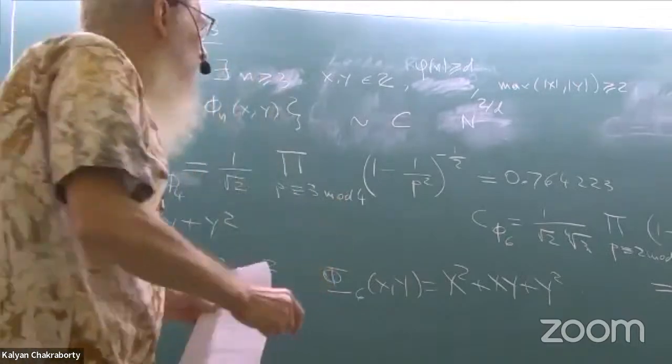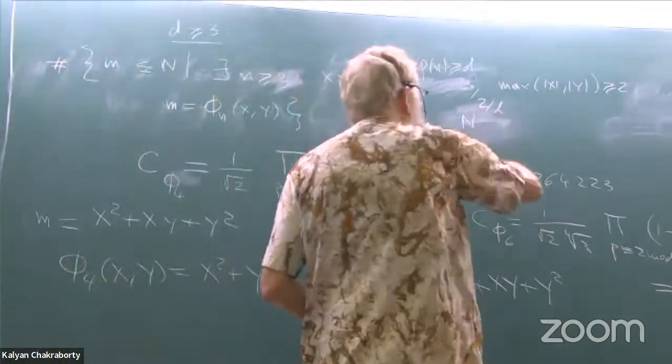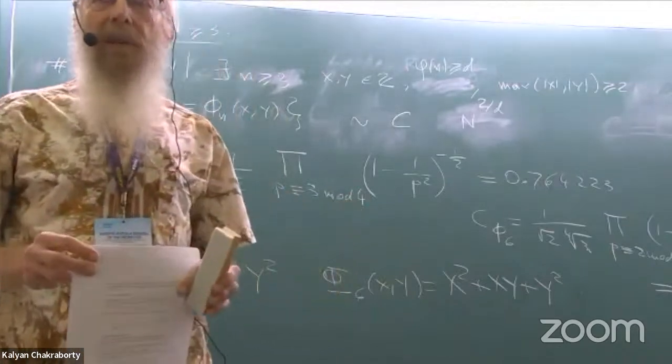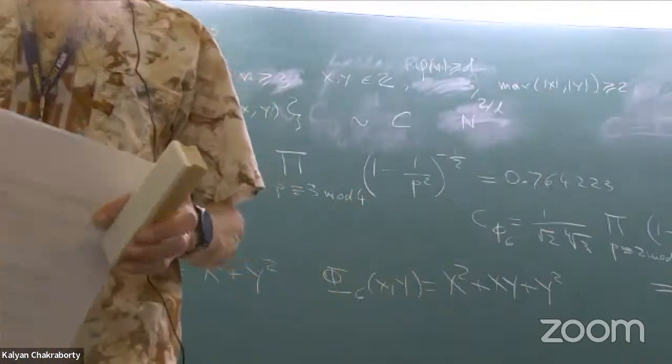So we have the exponent 2 over d, which is not the right one in the case d equal to 2. We have to divide by the square root of log n.